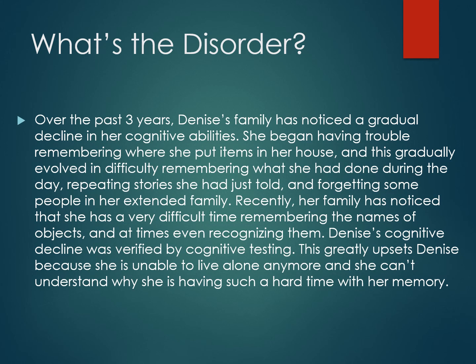Recently, her family has noticed that she has a very difficult time remembering the names of objects, and at times, even recognizing them. Denise's cognitive decline was verified by cognitive testing. This greatly upsets Denise because she is unable to live alone anymore, and she can't understand why she is having such a hard time with her memory.